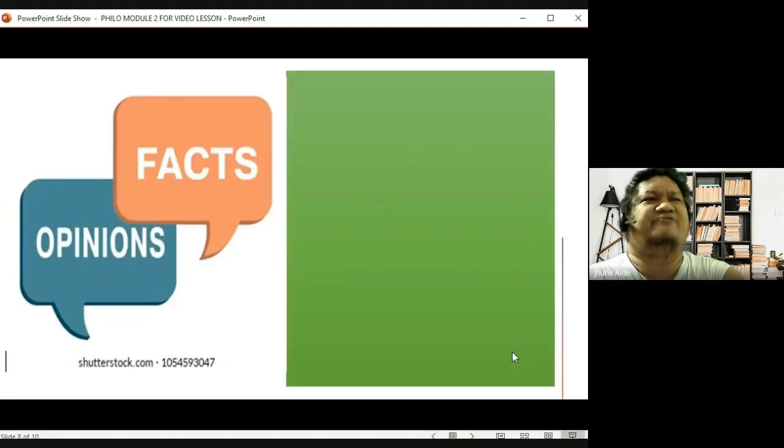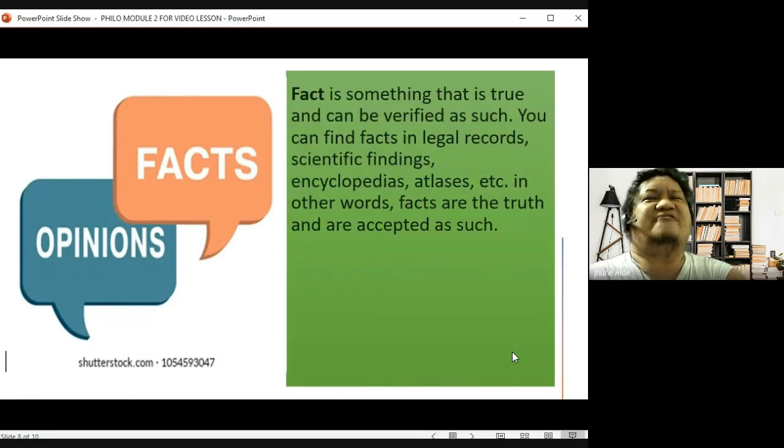So now let's move on. Now let's identify opinion and facts. So when we say fact, it is something that is true and can be verified as such. You can find facts in legal records, scientific findings, in encyclopedias, atlases, etc. In other words, facts are the truth and are accepted as such.